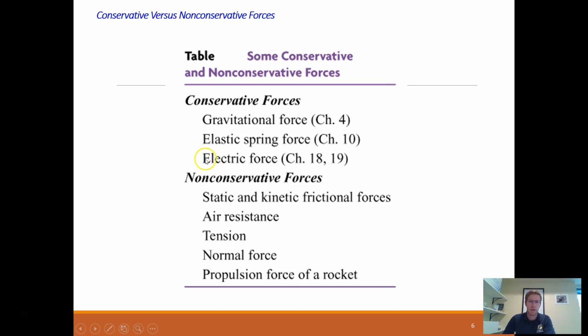Electric forces due to electric fields, which we'll get to in second semester physics. Those are all examples of conservative forces, whereas examples of non-conservative forces are things like friction, air resistance, tension, normal force, and things like a propulsion force from a rocket or in a car. Those are examples of non-conservative forces.